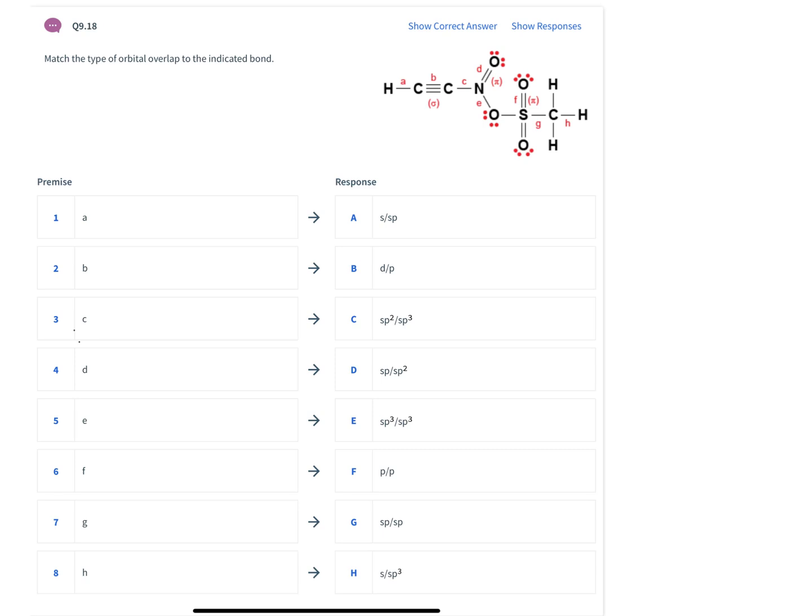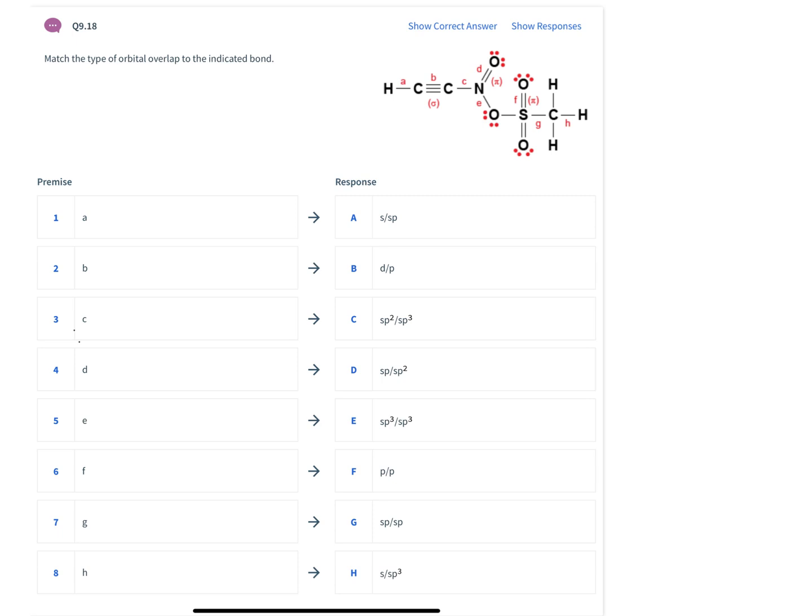A few questions came in on question 18 as well, where it asks you to match the orbital overlap for each indicated bond. To do that, we have to figure out the hybridization of each of these atoms. So we're going to start all the way on the left and work our way across. On the left, I have hydrogen. Hydrogen only has one orbital, the s orbital, so there is no hybridization. So hydrogen brings its s orbital.